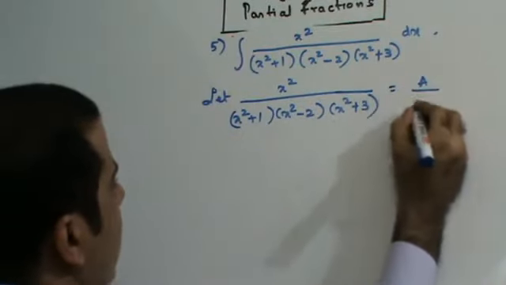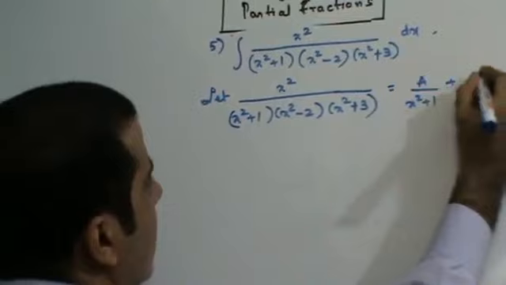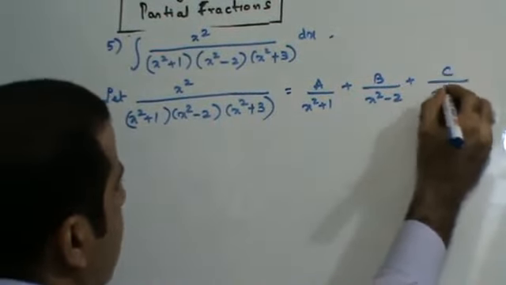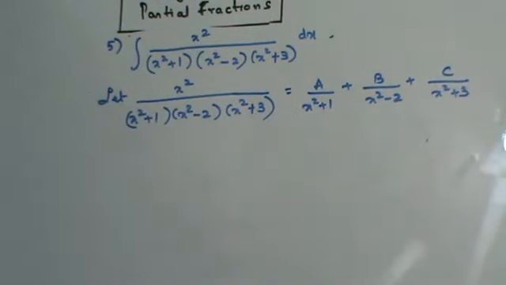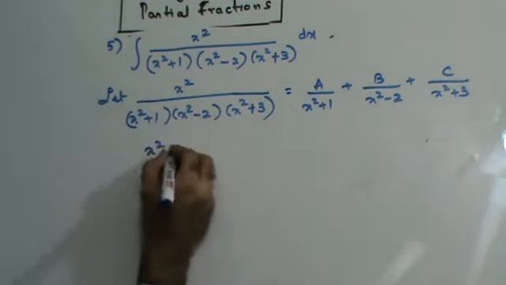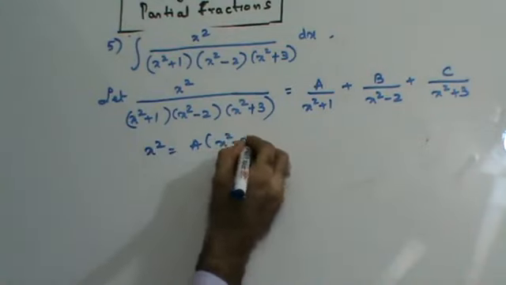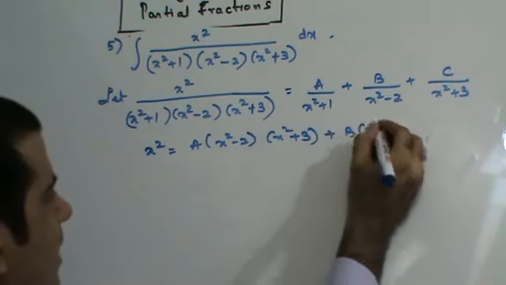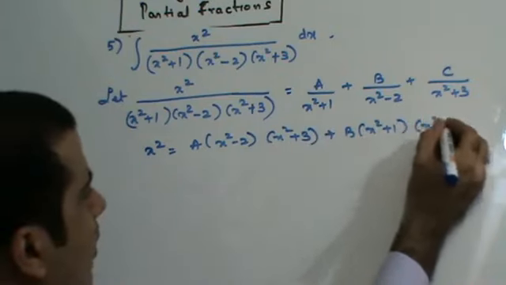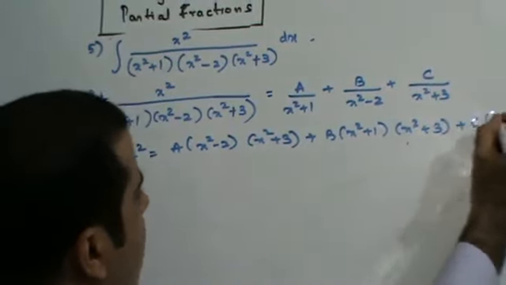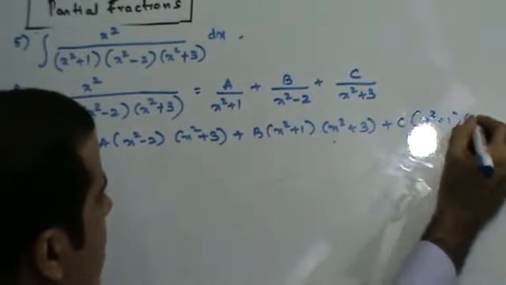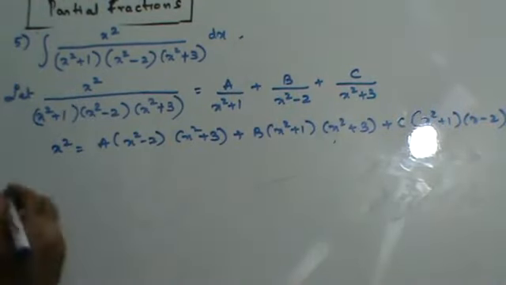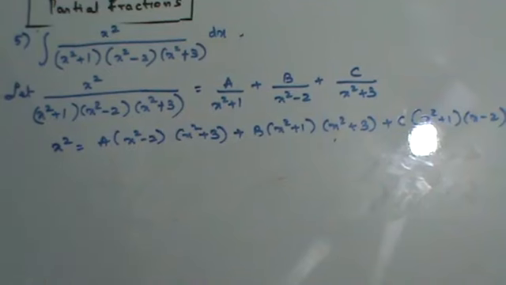This is a upon the first denominator plus b upon the second denominator plus c upon the third denominator. Right? LCM straightforward. X square is equal to a times (x square minus 2)(x square plus 3) plus b times (x square plus 1)(x square plus 3) plus c times (x square plus 1)(x square minus 2). Fine? Do we get this?